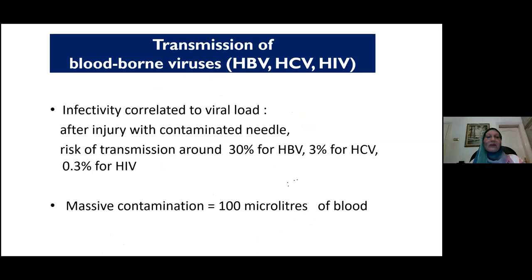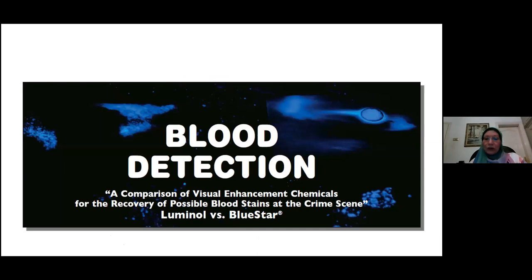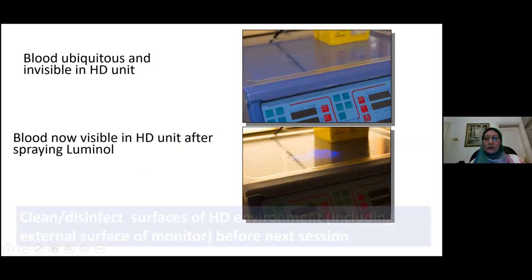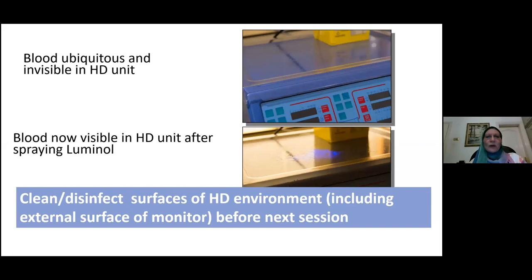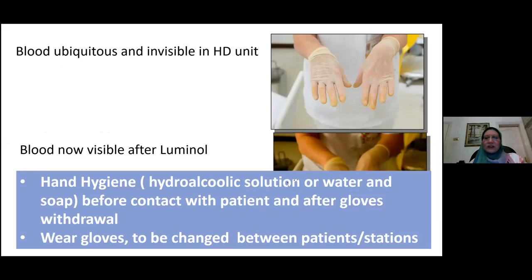With external surfaces and hands of staff, you don't really see the blood, so you need a blood detection visual enhancement chemical like luminol. If you look here, you don't see anything, but after spraying luminol, you can see this blue color. So we have to disinfect the surfaces before all sessions, whether or not we see blood. The same thing applies for the gloves, of course. You can see that here. And you have to take care of hand hygiene and change of gloves between patients and stations.